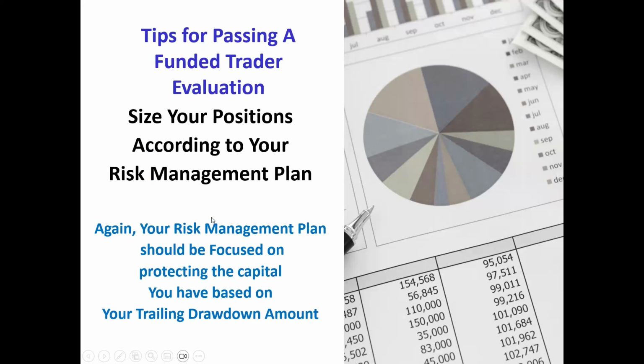All right, so very important here, size your positions according to your risk management plan. And for most traders, I do recommend the micro contracts. Okay, so if you're trading, let's say, an account with a $2,500 trailing drawdown, you definitely want to be trading the micro contracts.